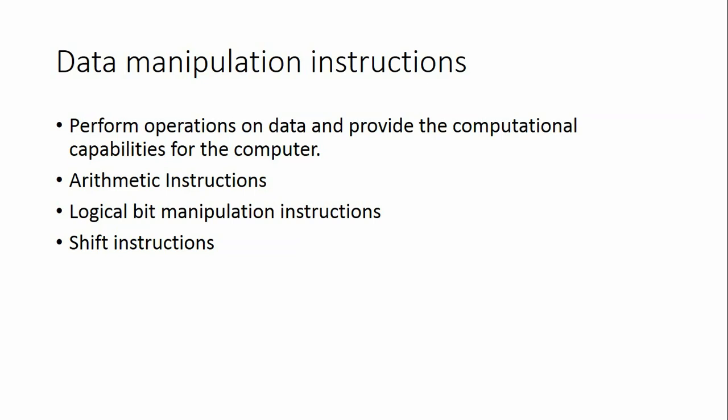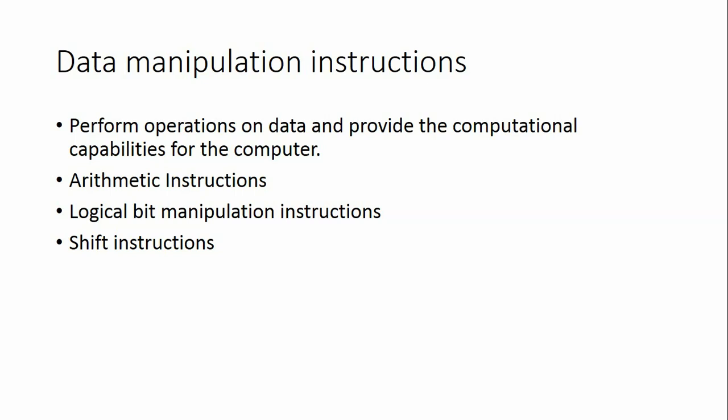First of all, arithmetic instructions. There are four basic arithmetic operations: addition, subtraction, multiplication, and division. Most computers provide instructions for all four operations. Some small computers have only addition. In such cases, subtraction may be performed using 2's complement addition, and multiplication and division operations can also be implemented in software using addition and subtraction operations.